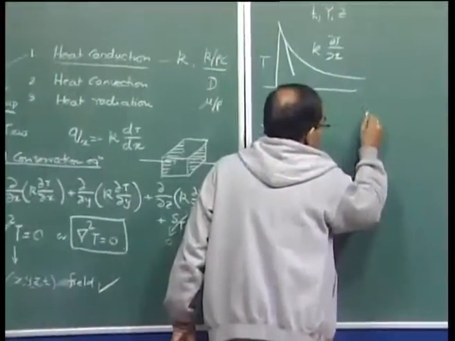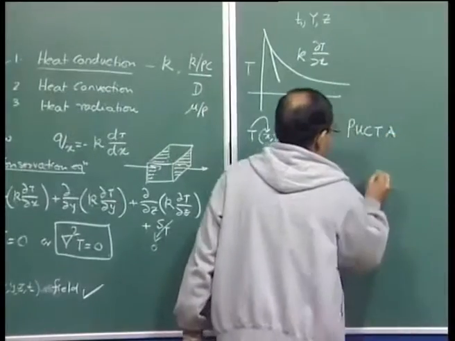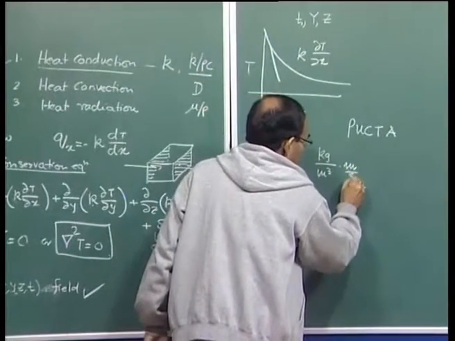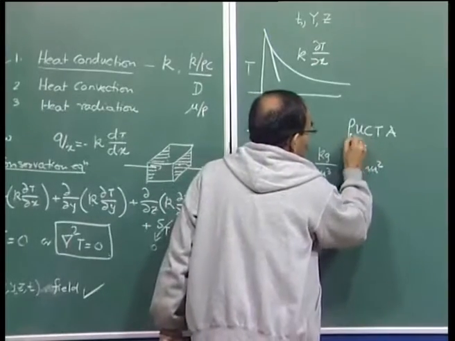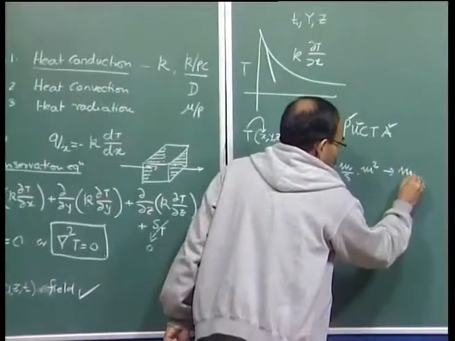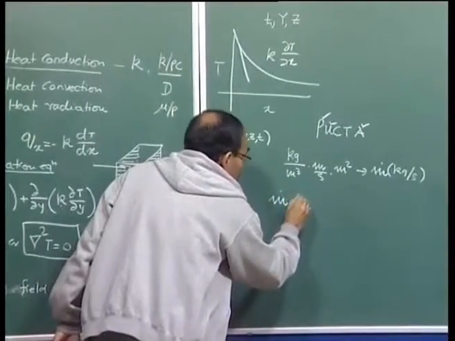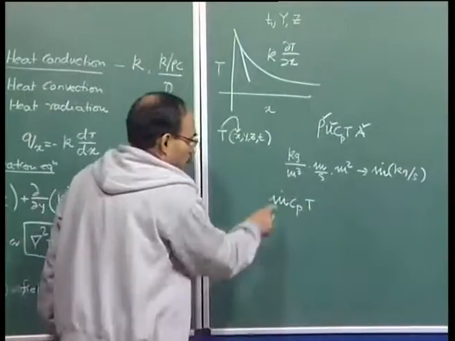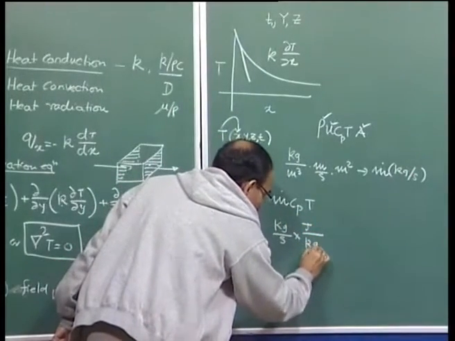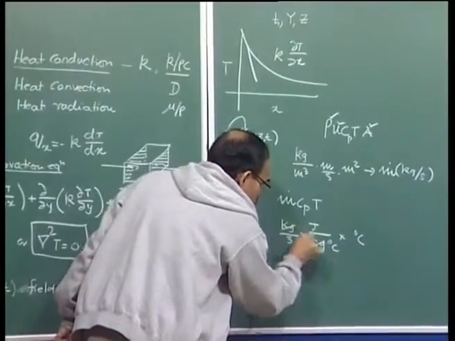So, we can say that if we look at this particular term, rho multiplied by U multiplied by area, what is rho? Rho is kg per meter cube, U is meter per second, area is meter square. So this term rho, U and A, with meter cube cancelling, is actually the mass flow rate, which is kg per second. Then we have mass flow rate into Cp and T. So what is Cp? We have kg per second, and then we have Cp, which is joules per unit mass per degree centigrade, and T is in degree centigrade.